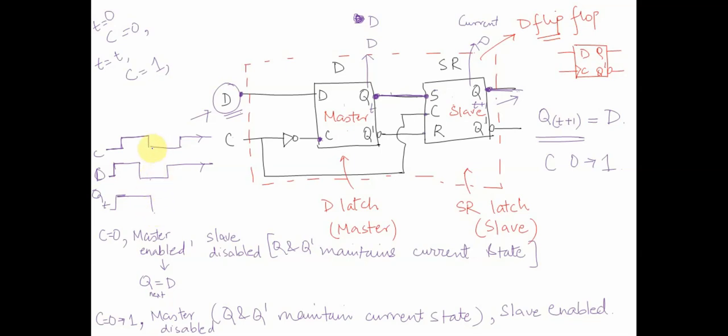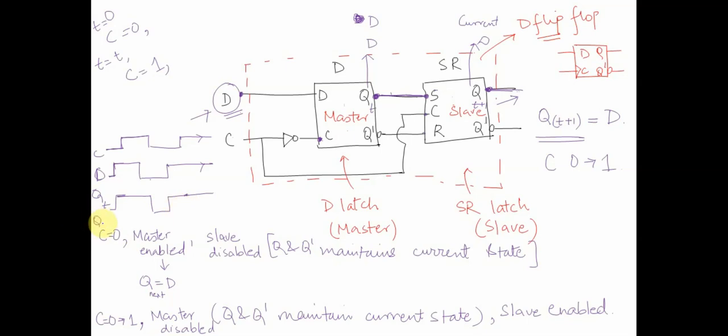Similarly, as long as C remains 0, the change in D is reflected at the Qt output, and what would happen at this point of time is that D will again change to a value 1. As soon as C becomes 1, this particular master latch is disabled, and it will maintain its value, like Qt plus 1 will maintain its value. So this will be Qt.